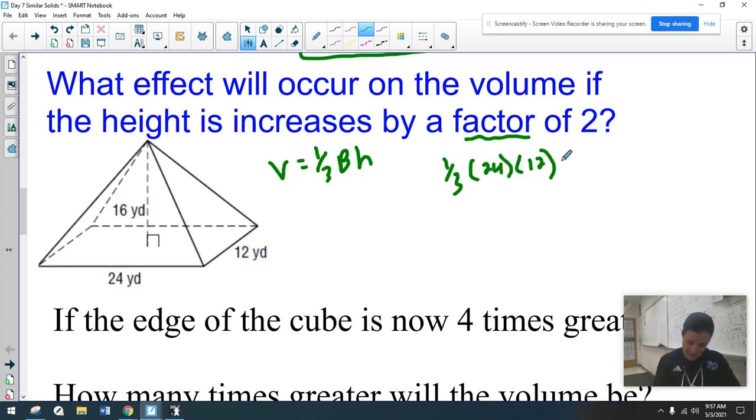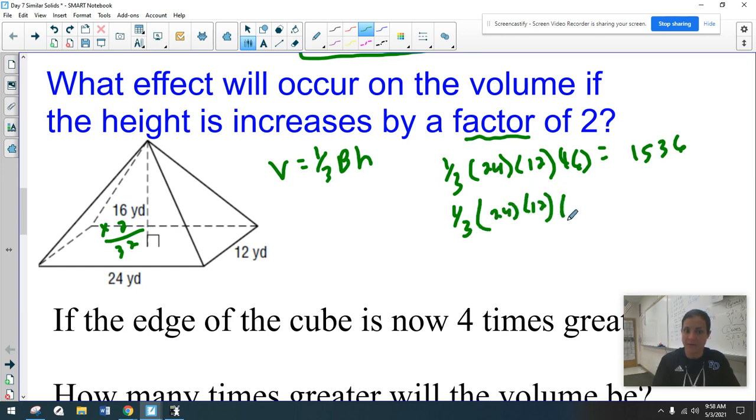And then times H, which in this case, my height, is 16. So if you multiply those, you're going to get 1536. And if I increase the height by a factor of 2, that means I'm going to times this by 2. So I've still got the same capital B, except now I'm going to use 32. So if I multiply those, I get 3072.